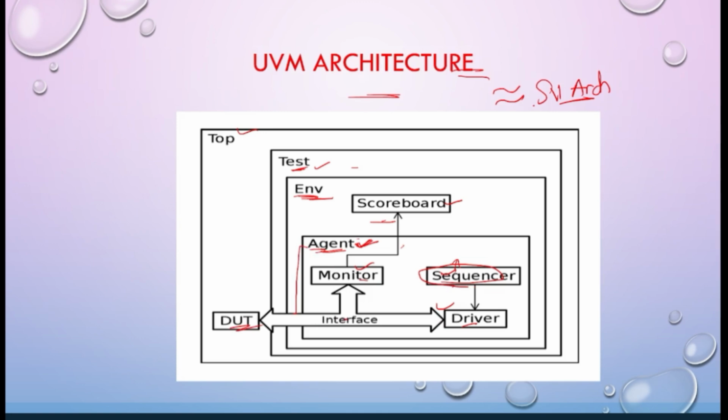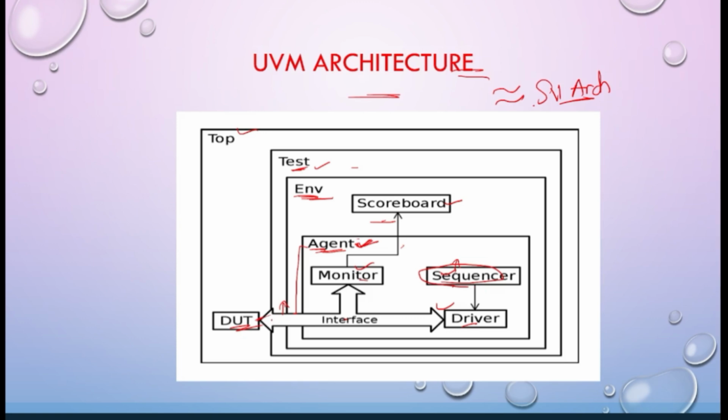So the communication between agent and DUT is done through the interface. Basically this is the UVM architecture, similar to the SV architecture. If you don't know about SV architecture, or if you want to revise it, I'll link that here. You can just go to the SV architecture video for an idea of how the various components work.